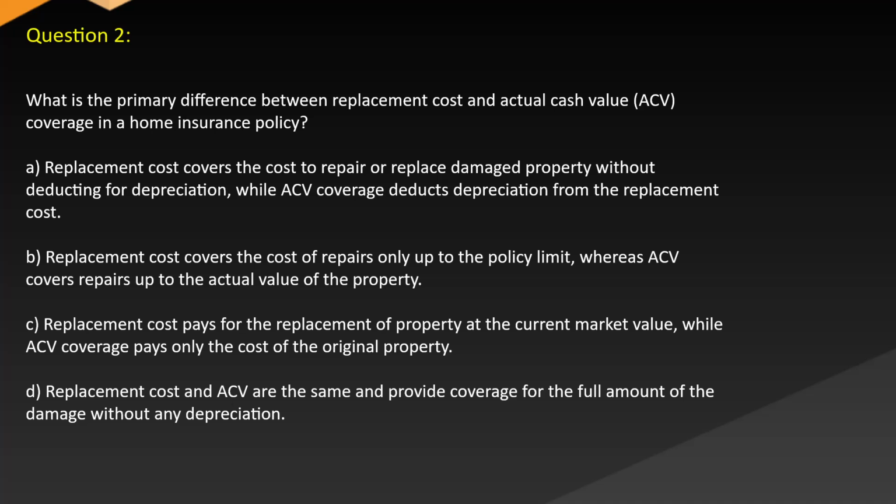Question 2. What is the primary difference between replacement cost and actual cash value (ACV) coverage in a home insurance policy? A. Replacement cost covers the cost to repair or replace damaged property without deducting for depreciation, while ACV coverage deducts depreciation from the replacement cost. B. Replacement cost covers the cost of repairs only up to the policy limit, whereas ACV covers repairs up to the actual value of the property. C. Replacement cost pays for the replacement of property at the current market value, while ACV coverage pays only the cost of the original property. D. Replacement cost and ACV are the same and provide coverage for the full amount of the damage without any depreciation.